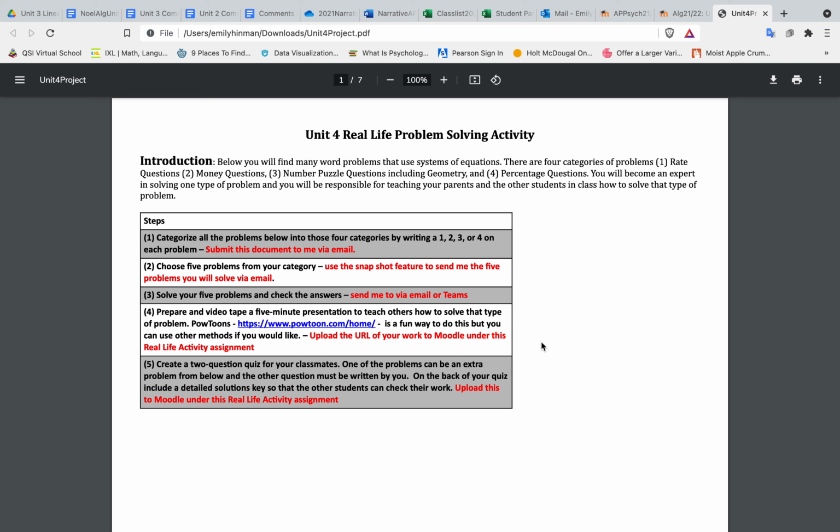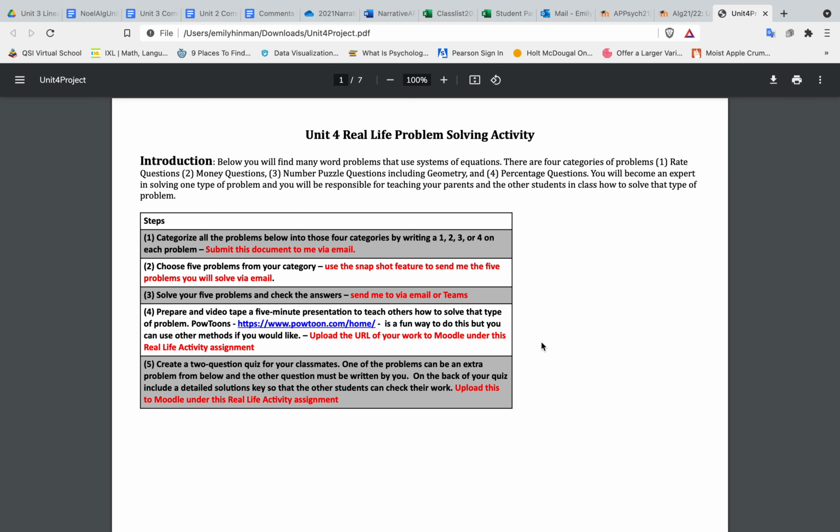Talk about the Unit 4 project that you have. So what we have here is we're going to look at different kinds of word problems from systems of equations, and you're going to see I've included 4 major categories.